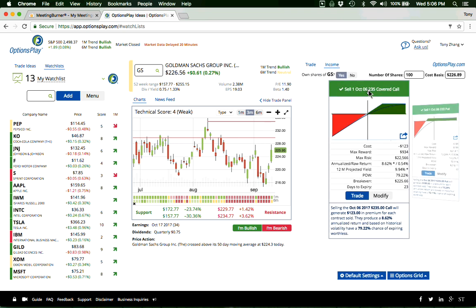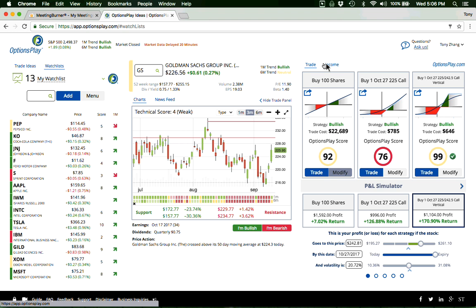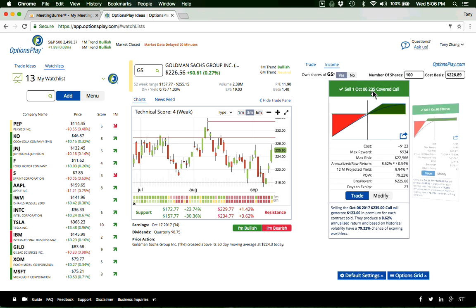So you can go to the income tab. This is telling you to sell the October 6, 235 covered calls. So what you can essentially do is buy that June 185 call and sell this October 6, 235 covered call against it. So that's really kind of a poor man's covered call. Great question, Ray. Thanks for that.